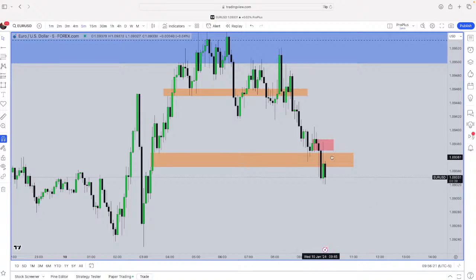So I like the fact that the inversion fair value gap, the consequent encroachment here, if you could just picture in your mind, isn't closing above that, so it's a good sign at the minute. I could just draw it on for you guys as well.